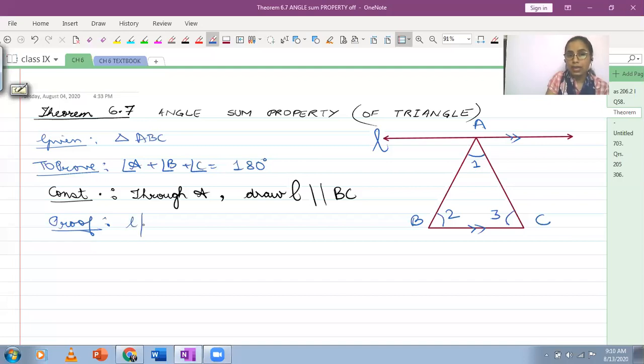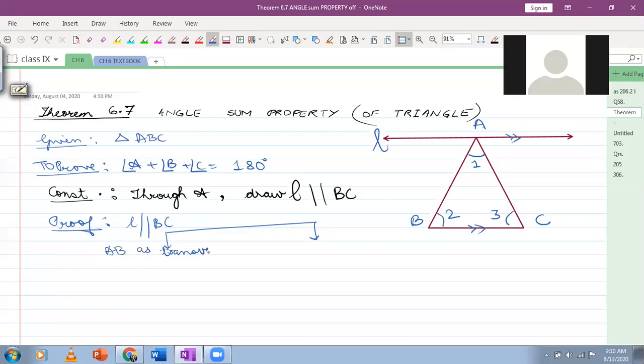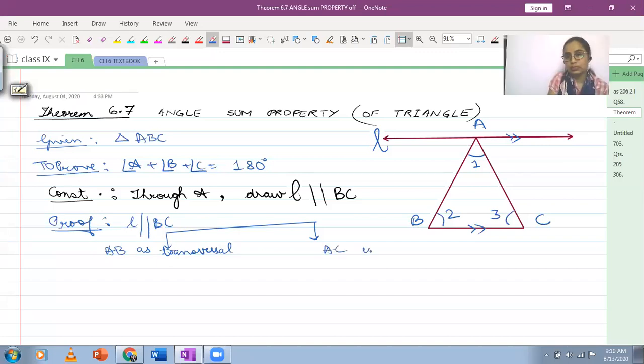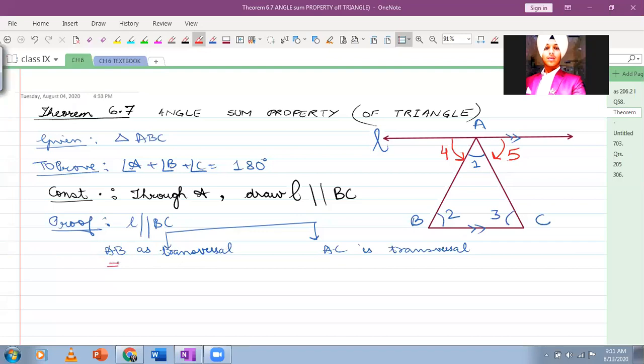Now, if L is parallel to BC, there are two transversals. For L and BC, AB is a transversal and AC is a transversal. Using these properties, can I relate the angles which line L forms outside the triangle? Let's mark this as number 4 and this over here as 5. Can you relate 4 and 5 with any interior angle of the triangle? Yes, angle 4 is equal to 2 and 5 is equal to 3.